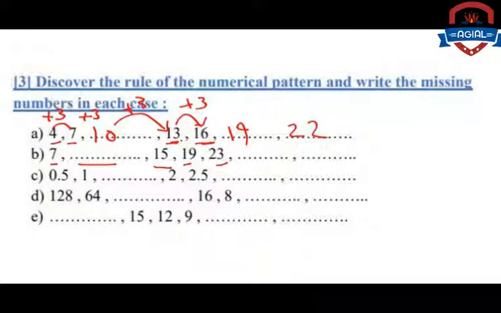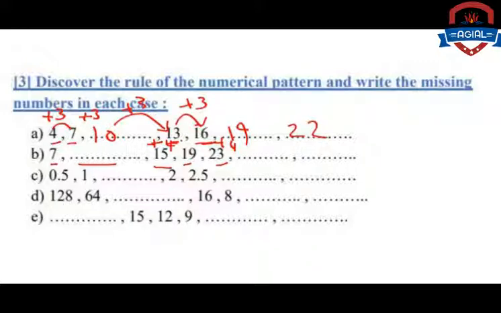We have 15, then we have 19, so we add 4. And we have 19, then we have 23, so we add 4. So the particular rule here is to add 4.